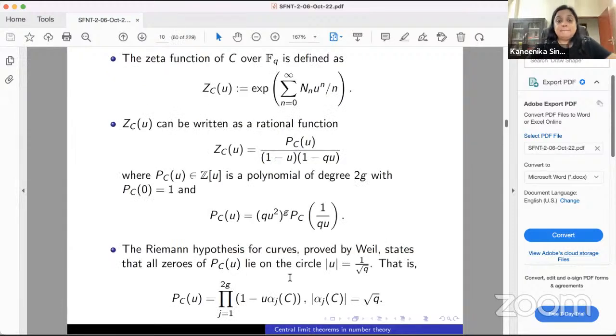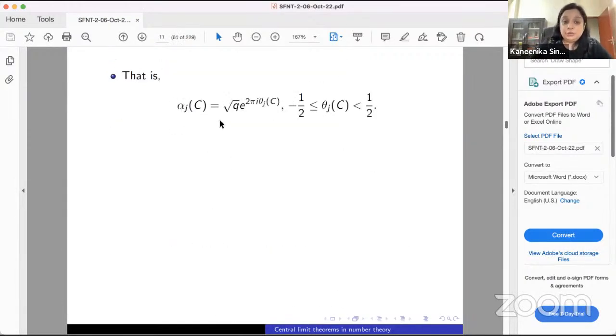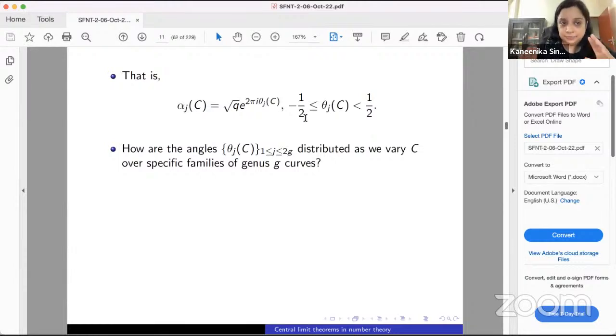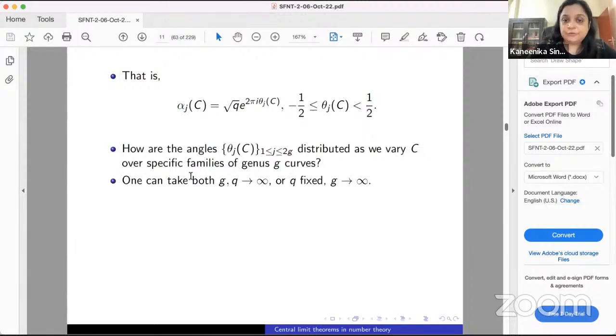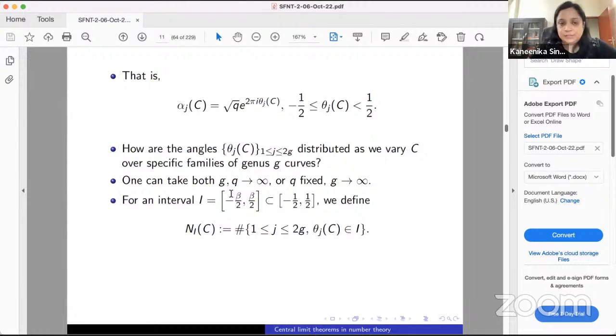More precisely, because you know that the absolute value is equal to root q, you can write it as a complex number, root q times e raised to the 2 pi i theta sub j of C, where theta sub j of C are the corresponding angles for these zeros. They lie in the interval minus half to half. So the question that we ask is, how are these angles theta sub j of C distributed as we vary C over specific families of genus g curves? We can consider this question from different perspectives. You could either take q to be fixed and let g go to infinity, so the sizes of the families are still increasing, or you could take both g and q to go to infinity. The first early work was done for both g and q going to infinity using relations with random matrix theory.